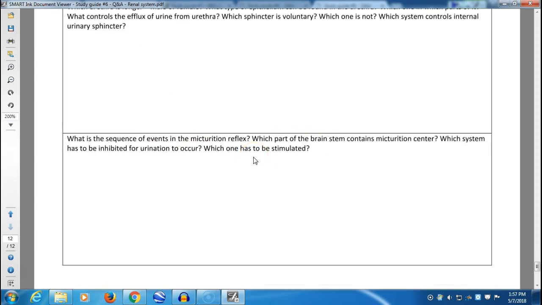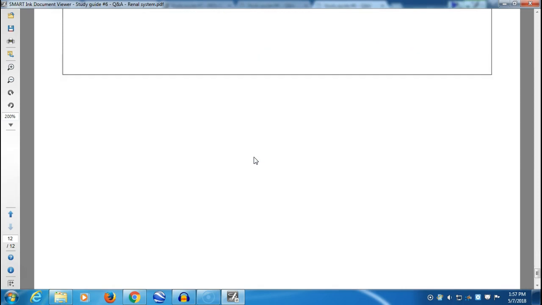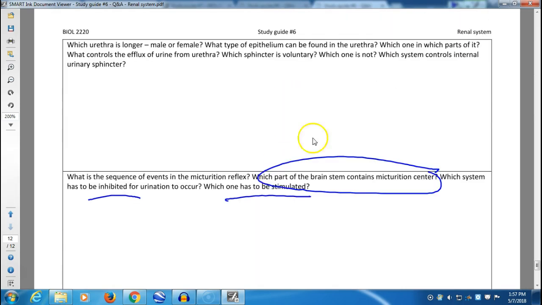The system has to be inhibited. Yeah, sympathetic has to be inhibited. Parasympathetic has to be stimulated. Which part of the brainstem contains the micturition center? Pons. Okay, we're good.